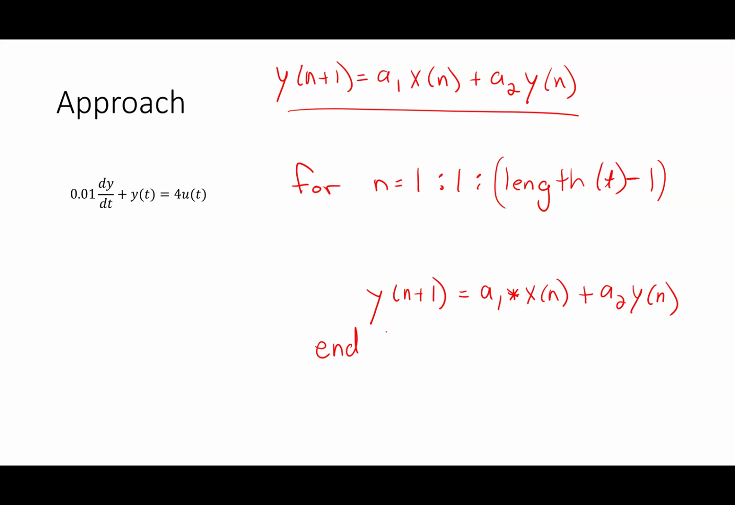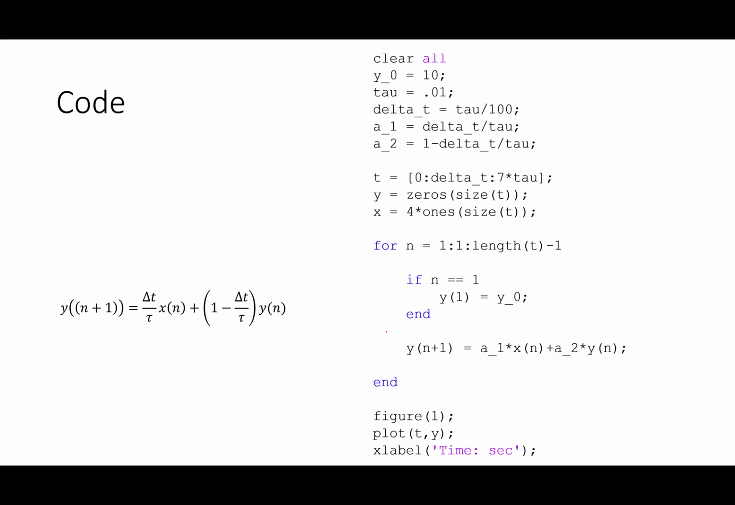Okay, let's jump ahead to what I wrote here and see if you guys can follow, right? So this is what I wrote up. This is my A1. This is my A2. So let's just follow what I did here. So what did I do? Y underscore 0 equals 10. What is that there? This here is my initial condition.